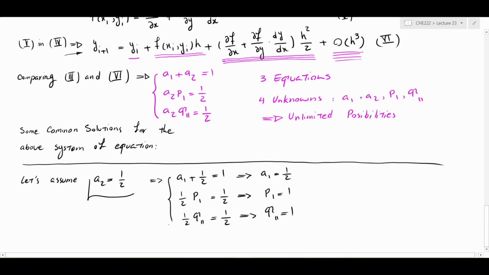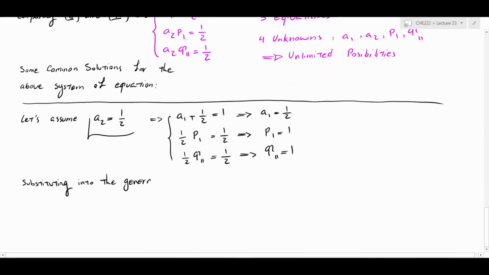So now if we substitute these constants back into the general form of the Runge-Kutta formula, we get yi plus 1 is equal to yi plus a1 times k1, and here a1 is 1 over 2 times k1, plus a2 times k2, and here a2 is again 1 over 2 times k2, times h.